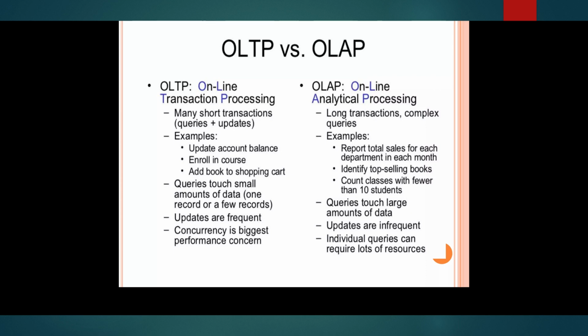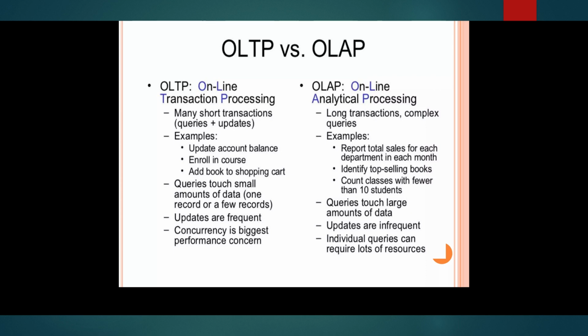OLTP versus OLAP. OLTP, online transaction processing. OLAP, online analytical processing. OLTP consists of many short transactions, queries, and updates. OLAP consists of long transactions and complex queries. OLTP examples: update account balance, enroll in course, add book to shopping cart. Examples for OLAP: report total sales for each department in each month, identify top selling books, count classes with fewer than 10 students.